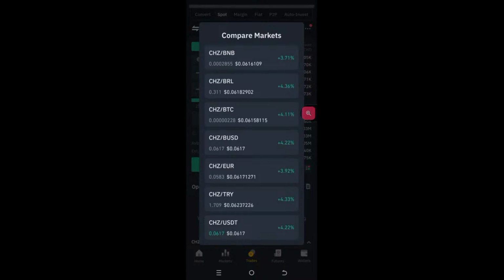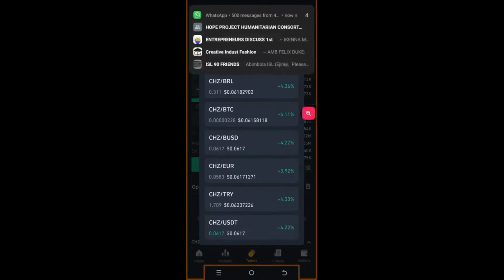Looking at this, which one is the cheapest price? You have to look for the cheapest price. We can see that it looks like BTC 0615. We have 0618 as BRL. We have 0616 as BNB. Then where's the USDT? USDT is 0617. Let me show you that.